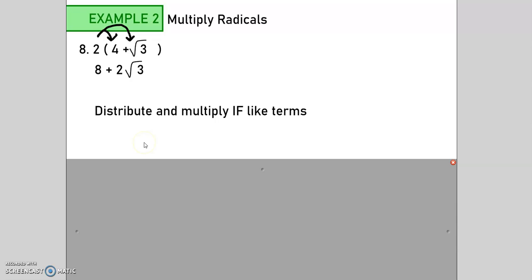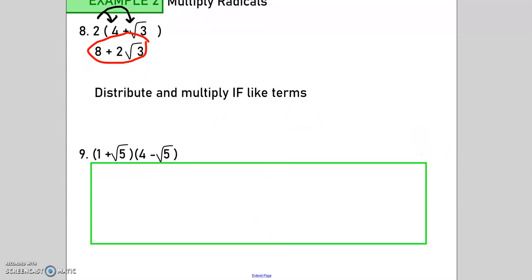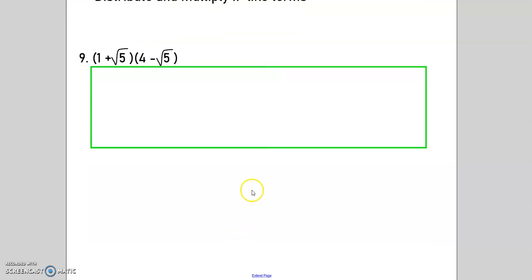If we have like terms, we'll combine like terms. If we can multiply them together, we'll combine them a little bit further. But there is our final answer. Okay, 8 plus 2 square root of 3. There's nothing else I can do with that. Can't combine it because one has a radical, one doesn't. Let's take a look at another example that might be a little bit more challenging.